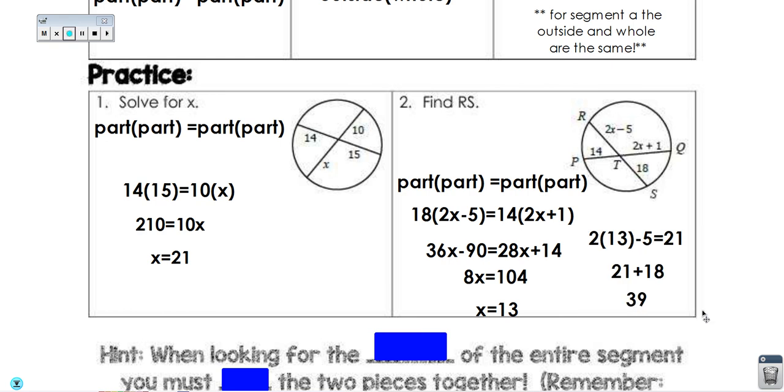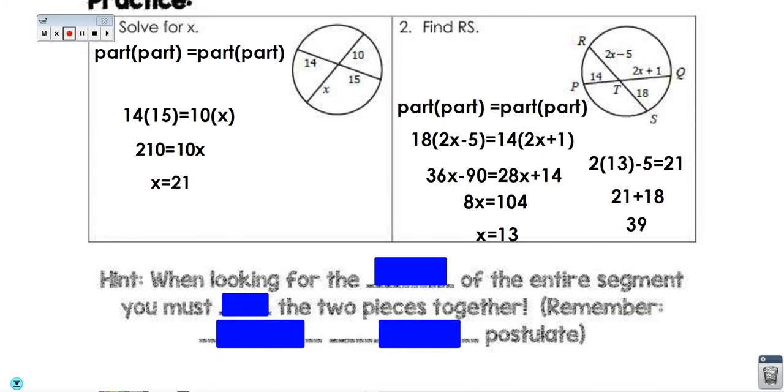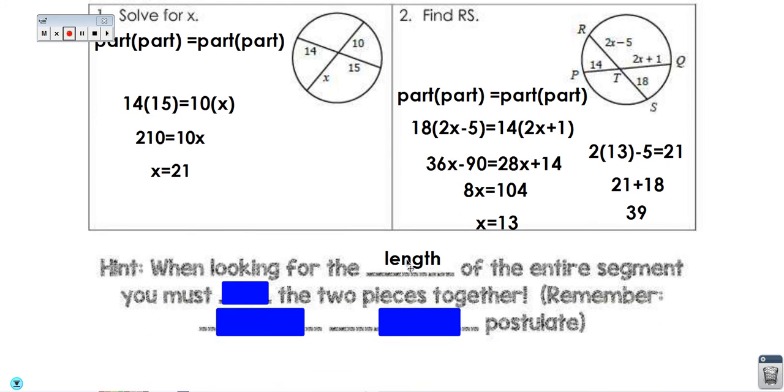So it should look like this. 2 times 13 minus 5, that's plugging in 13 to the first section, and then adding the 2 together. That gets you 21, so you do 21 plus 18, which gets you 39. So RS is 39. Now I wrote you a hint. It says when looking for the length of the entire segment, you must add the 2 pieces together. And I'm hoping you can remember what postulate that is. It's the segment addition postulate.